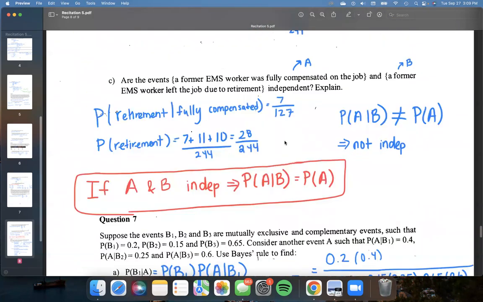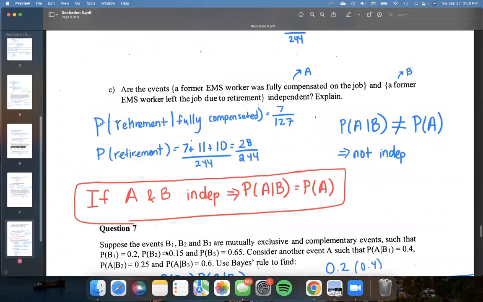Question 7. Suppose the events B1, B2, and B3 are mutually exclusive and complementary events such that the probability of B1 equals 0.2, the probability of B2 equals 0.15, and the probability of B3 equals 0.65. Consider another event A such that the probability of A given B1 equals 0.4, the probability of A given B2 equals 0.25, and the probability of A given B3 is 0.6.